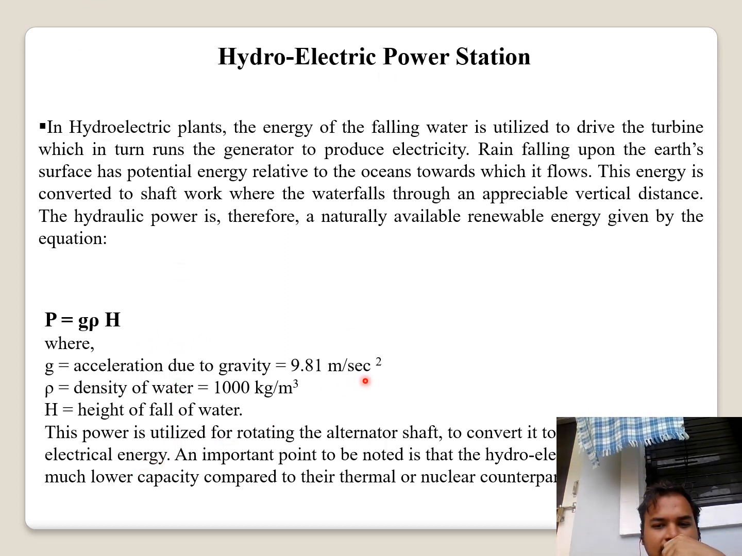An important point to be noted is that hydroelectric power plants are of much lower capacity as compared to thermal or nuclear power plants. Although there are no emissions and no health hazards, they still have much lower capacity than thermal and nuclear power plants. A thermal or nuclear power plant may generate a lot of energy, in megawatts, but hydroelectric power plants are not capable enough to generate electricity in that quantity.